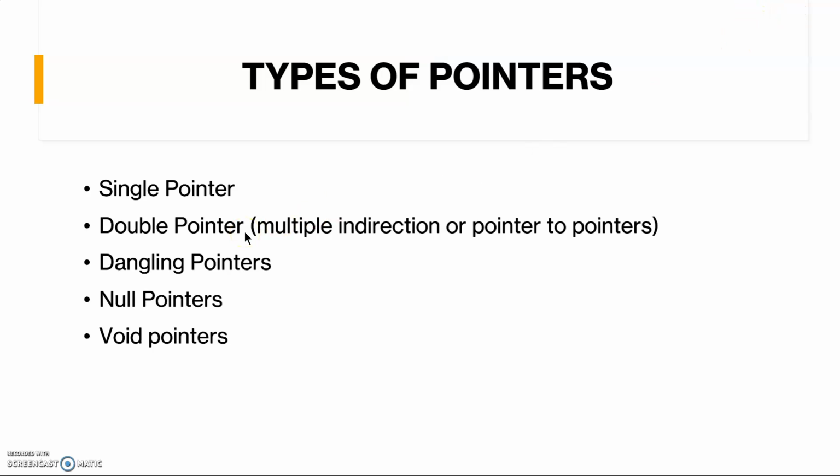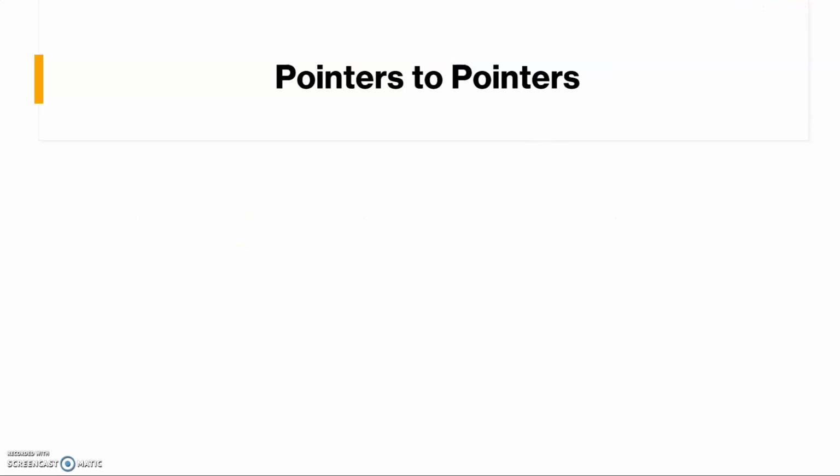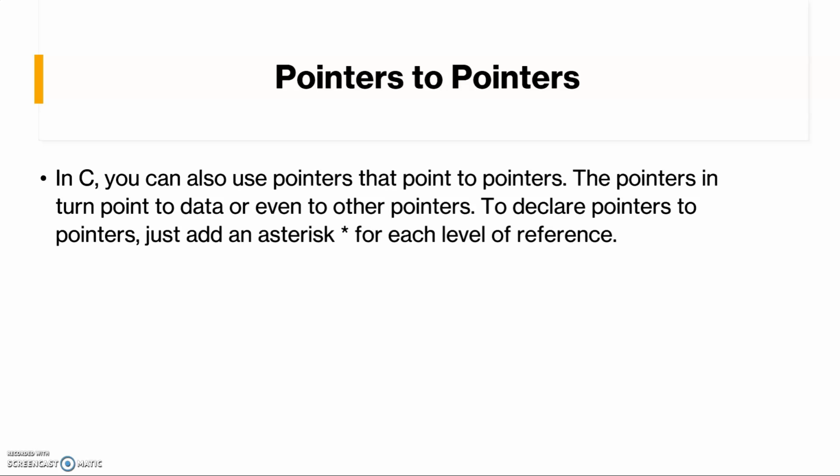Okay, so let us start with the double pointer. Double pointer is nothing but a pointer to a pointer. What this means is, a single pointer holds the address of a variable. That variable holds another value, but this pointer holds the address of that variable. Now a pointer to a pointer, which is called a double pointer, holds the address of another pointer. Make a note of this, all of you.